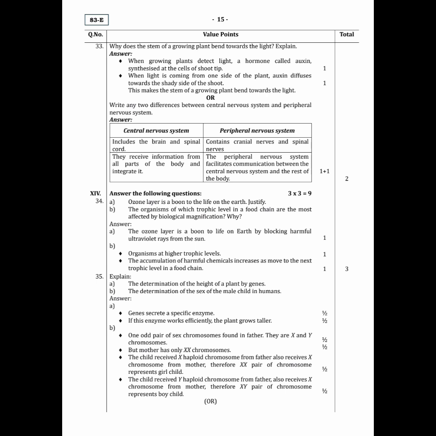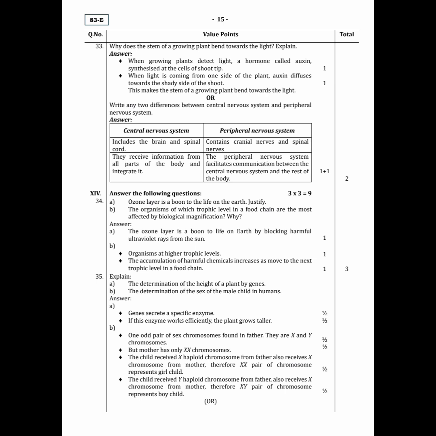Or write any two differences between central nervous system and peripheral nervous system. Answer: central nervous system includes the brain and spinal cord. They receive information from all parts of the body and integrate it. Peripheral nervous system contains cranial nerves and spinal nerves. The peripheral nervous system facilitates communication between central nervous system and the rest of the body.